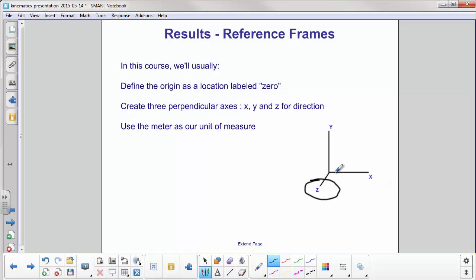So we're going to call the origin 0. Right at the 0 point, there's the origin. We have 3 perpendicular axes, X, Y, and then Z coming out of the board. And of course, we're going to use the meter as our measure. We're not going to use footsteps or paces or anything else like that.